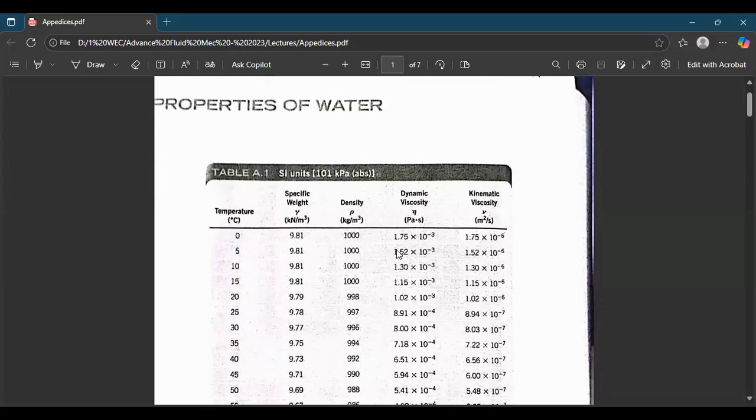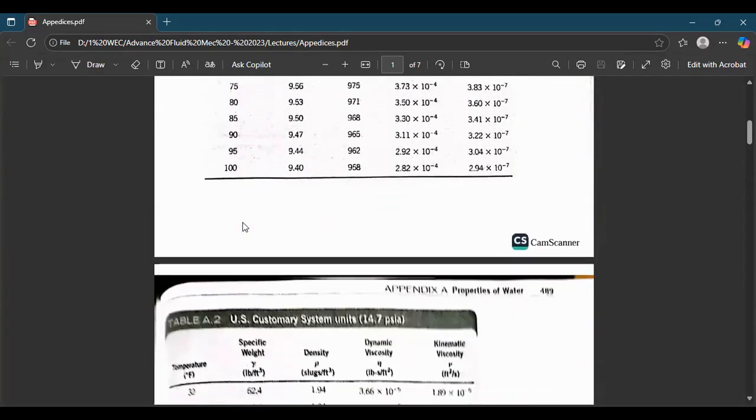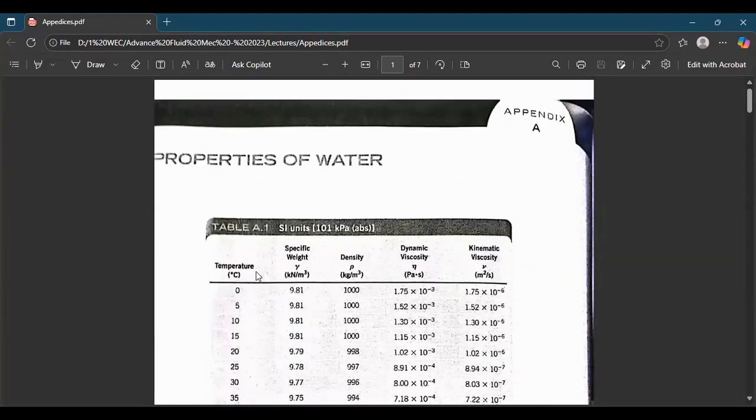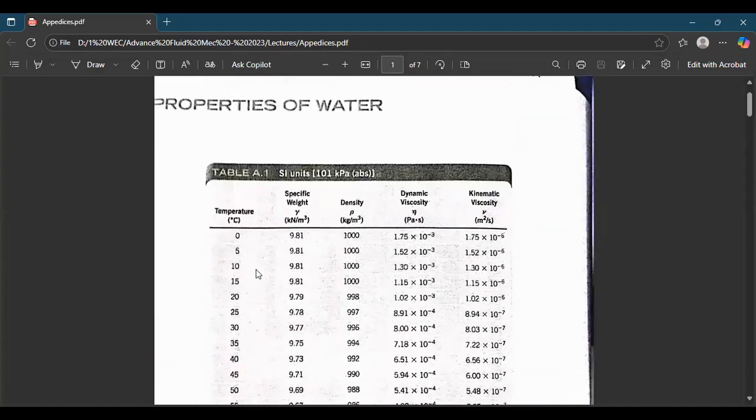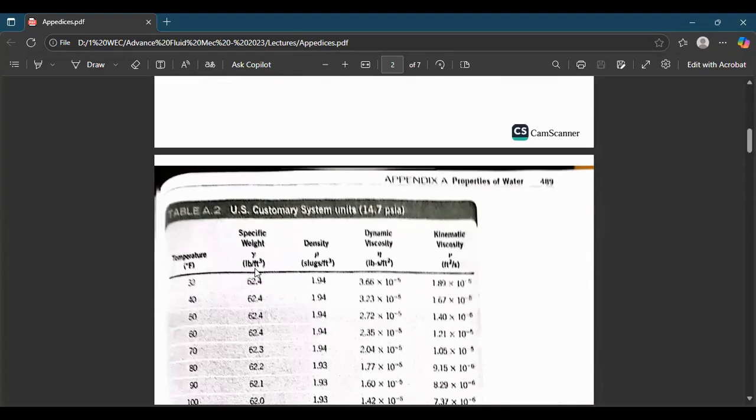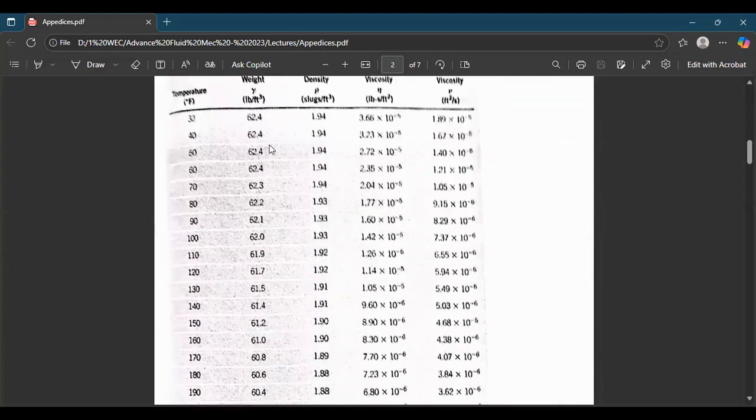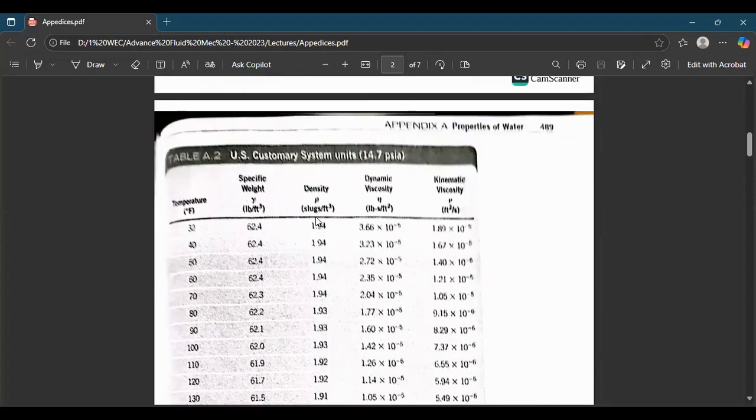We have all the values for water, as the flowing fluid is water. We have the table of water from temperature 0 to 100 in degrees centigrade, and also in Fahrenheit. So from appendix A2 we have the values in degrees Fahrenheit, in the US customary system, for specific weight, density, dynamic viscosity, and kinematic viscosity. So let's move on to the main lecture.